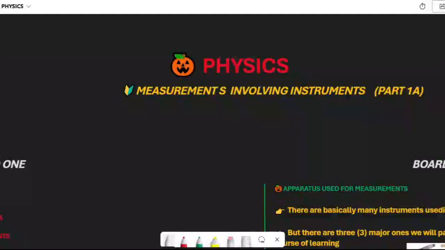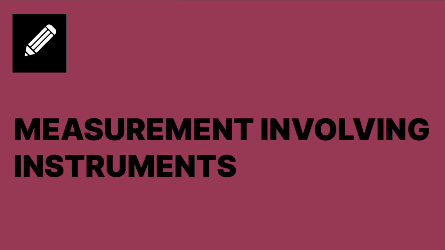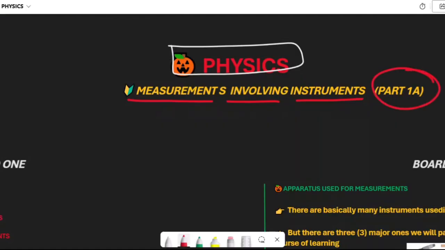In our physics class today, we are going to be learning a topic we call measurement involving instruments. This is our part 1A. In this aspect, we are going to be learning the instruments we use in physics and how we use them to measure. Now let's move on to the course outline and see what we have.